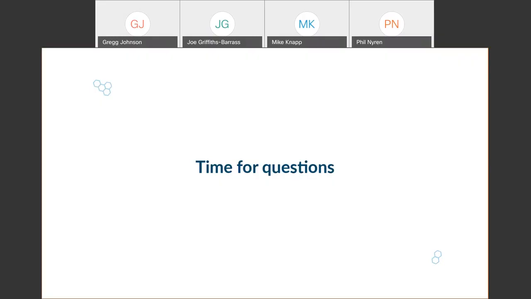Mm-hmm. Okay, so is there another question that's come in? Is there any inherent issues with running single head versus dual heads? Could you repeat that? Sorry. Yeah, that's okay. Is there any inherent issues with running single head versus dual heads?